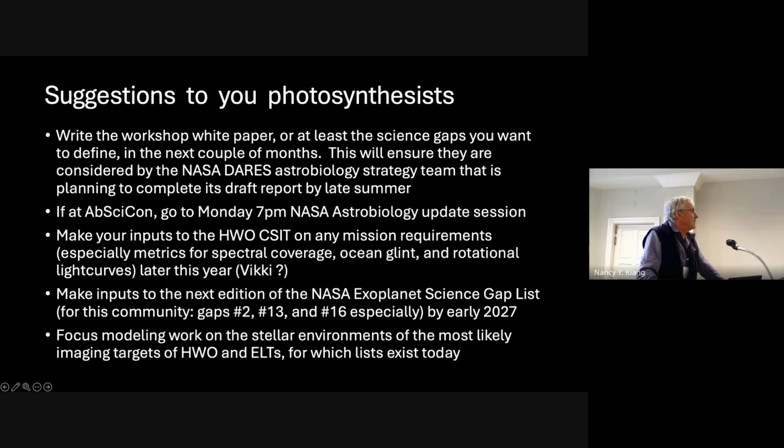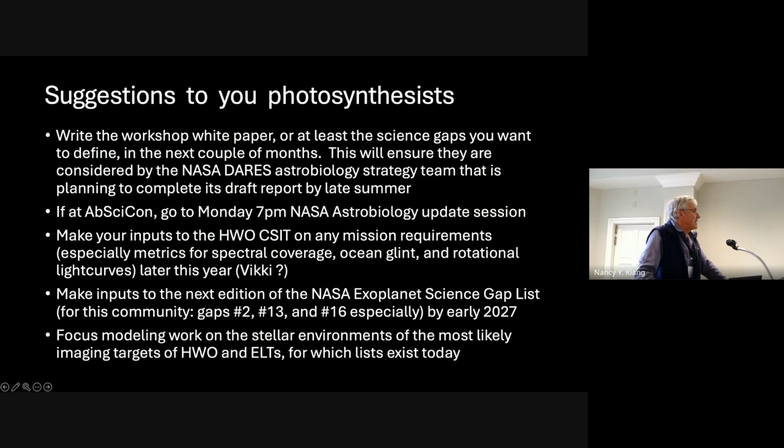And so at some point, the HWO community science and instrument team is going to be deciding on their draft requirements. Vicky's here as the representative of that. And so if you have inputs on that, in particular, is it okay if only 25% of your habitable zone planets are visible at 1.6 microns? If that bothers you, maybe the CSIC should know that, and there should be some other number, like half the targets. How many is enough? And the same input could be made for ocean glint studies and rotational light curve measurements.